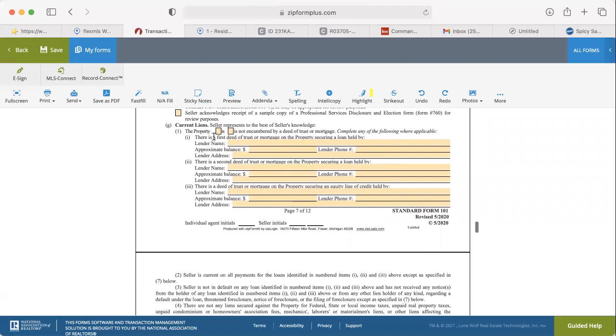Then G talks about any current liens. Is there a mortgage on the property or not? And then the name of the lender, the approximate balance, the lender's phone number, and the lender's address. If they have a first mortgage and a second mortgage, then you would list the second here. And if they have an equity line, then it would be on this last section.